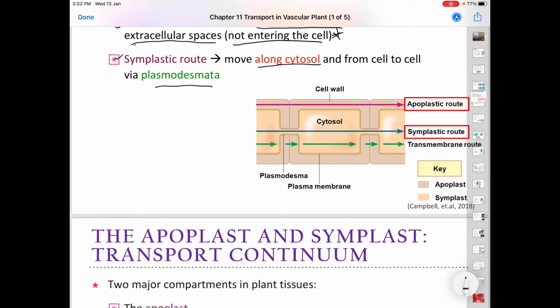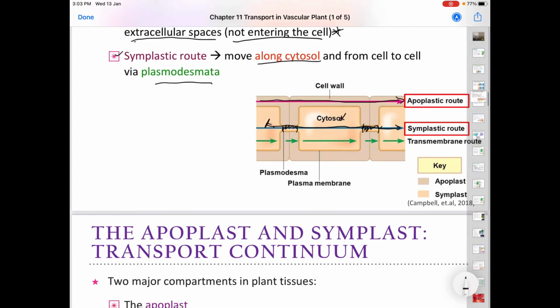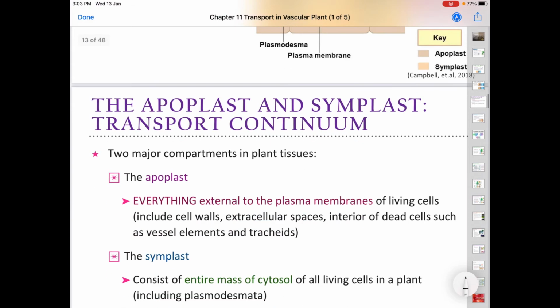So this is the image of the apoplastic route, where the water moves through the cell wall and also intercellular spaces, so the water doesn't go inside of the cell. For the symplastic route, the water moves along the cytosol, which is inside the cell. The water goes from one cell to another cell via the plasmodesmata. So this is the plasmodesmata.